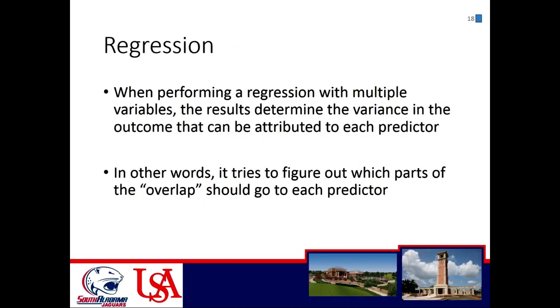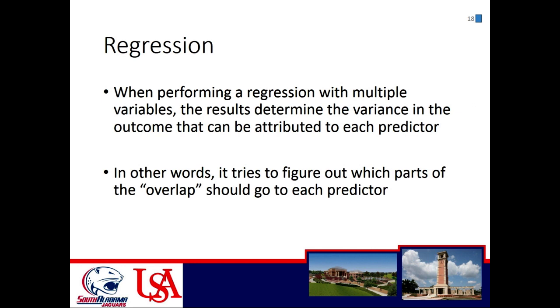So when performing a regression with multiple variables, the results determine the variance in the outcome that can be attributed to each predictor. In other words, it tries to figure out which parts of the overlap should go to each predictor. If you're confused by this, if this isn't making sense to you, please pause the video and send me an email, because we're going to keep it at that.